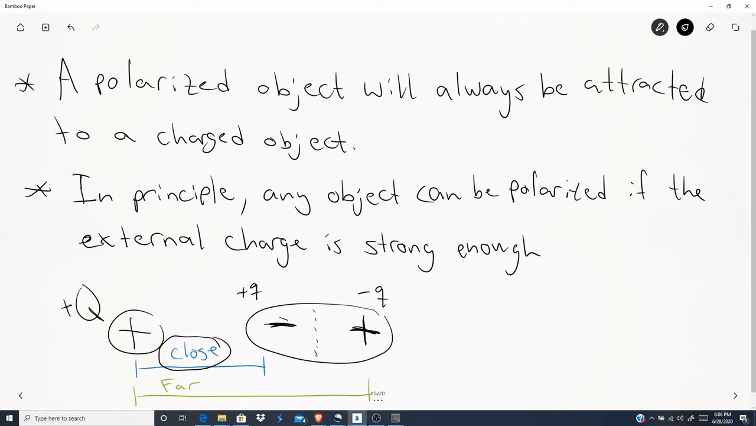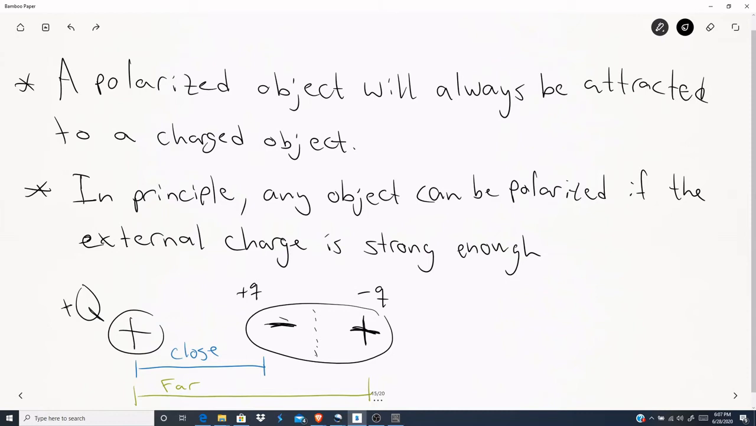Remember, that's one of the principles we learned about the electrical force, that the effect is stronger the closer the charged particles are. So polarization creates a situation where the piece of the object that is attracted to the external charge is closer to the external charge, and therefore the force of attraction is greater than the force of repulsion, leading to a net force which is overall attractive.